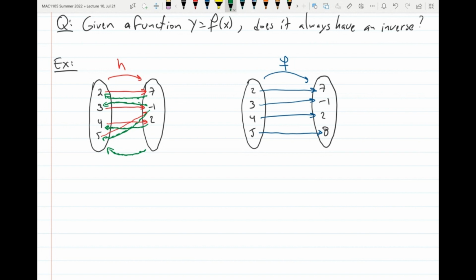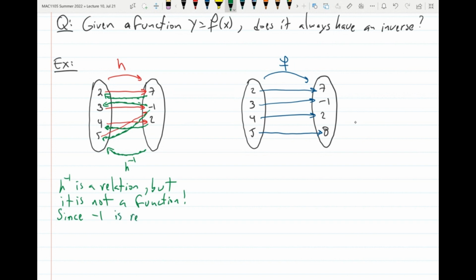So here we have negative 1 that has 2 different outputs. Okay? So I guess you could write this down, but notice that this is a relation. Okay, it's the inverse relation of H, that's fine, but it is not a function. Why? Well, because negative 1 is related to 3 and 5. Do you understand this?